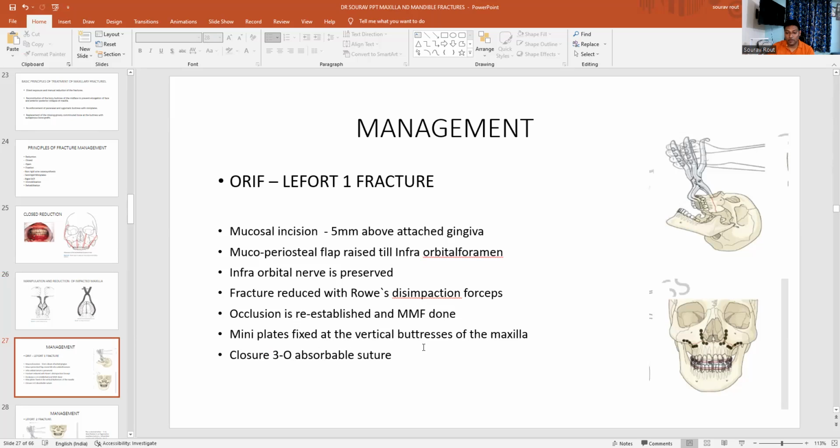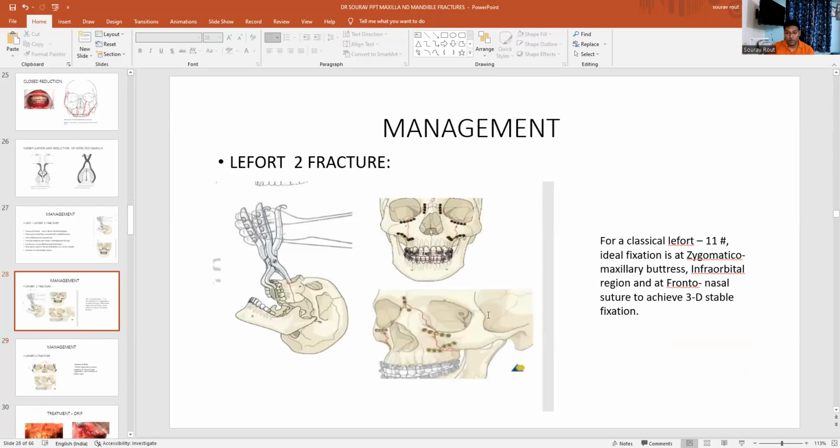Mini plate fixation on the vertical buttress. And you can see from here, mini plate fixation 1, 2, 3, 4. One is zygomatic bilaterally and one at the piriform bilaterally. And closure, final procedure.